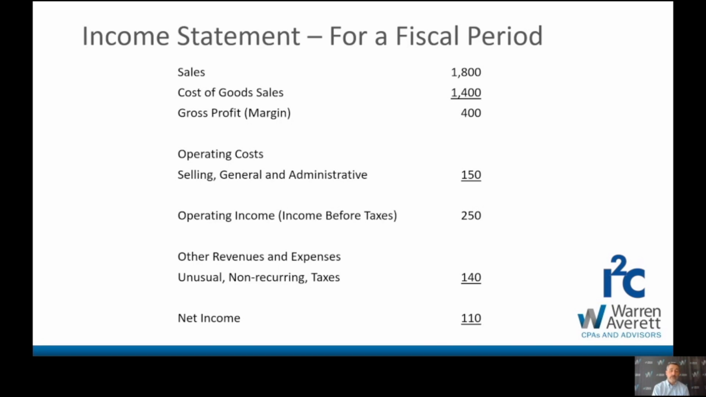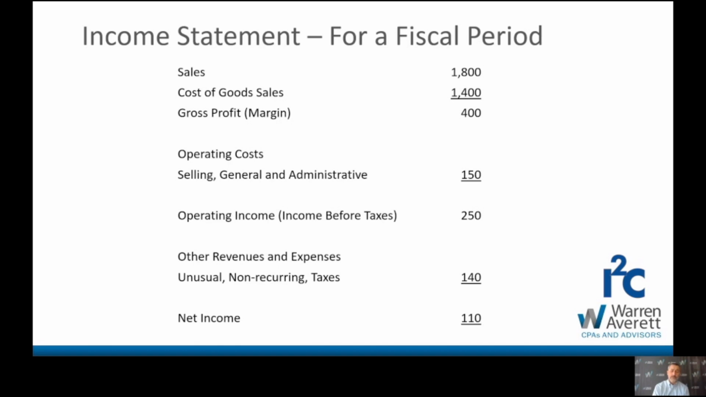Next, typically, we show the operating costs of a company. Those might be selling and general and administrative expenses. It could be several other types of expenses, but for ease, I've just shown here operating costs as those. And those are then subtracted from the gross profit or gross margin. And that gives us the operating income before taxes, which is the line showing $250 in this case.